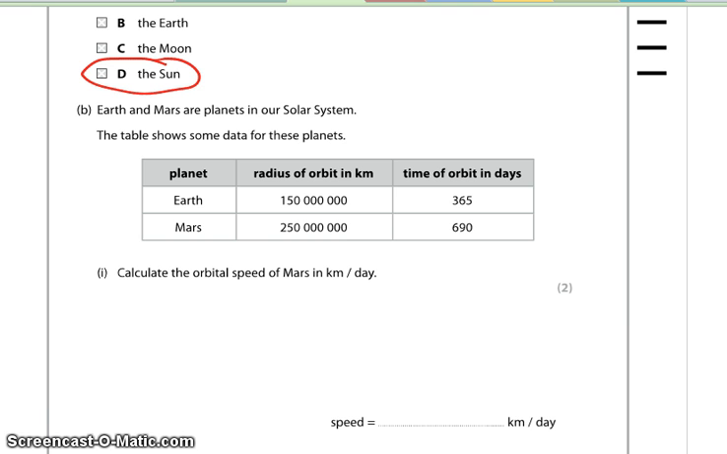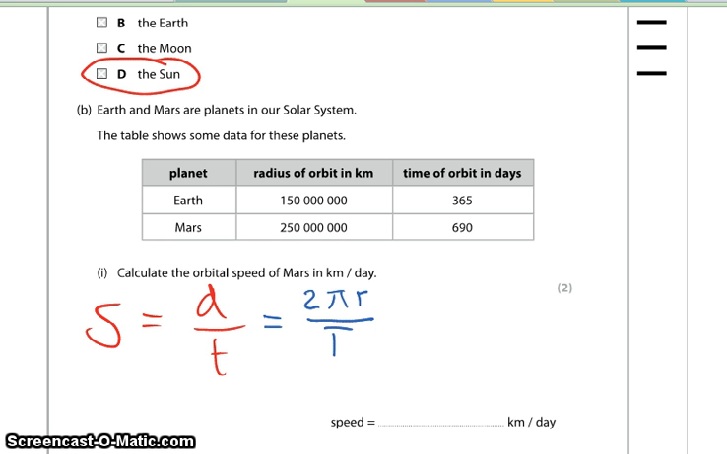Now you've got to calculate the orbital speed of Mars in kilometres per day. You know, speed is equal to distance over time. Okay, so we need to know the distance that it travels in one orbit in kilometres and the time it takes to orbit in days. Now the distance then is going to be the circumference of the orbit, which is going to be 2 pi times the radius, and capital T is for the period.